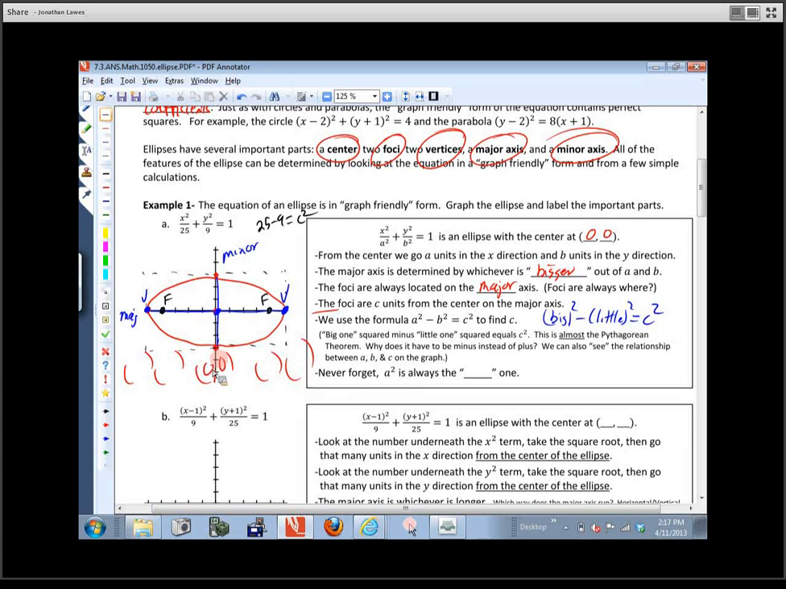The center was 0, 0. How far did we go either direction, left or right, to get to the focus? 4. So this is going to be 4, 0, and that's going to be negative 4, 0. And how far did we go along that major axis in the x direction to get to the vertex? 5, 0, and negative 5, 0. Okay, a lot of times that's easier than trying to stuff everything inside. And if you wanted to do vertex, focus, center, focus, vertex, that'd be great. Okay, any questions?